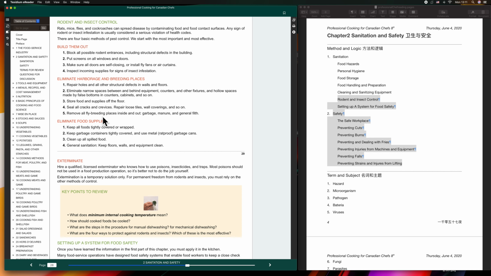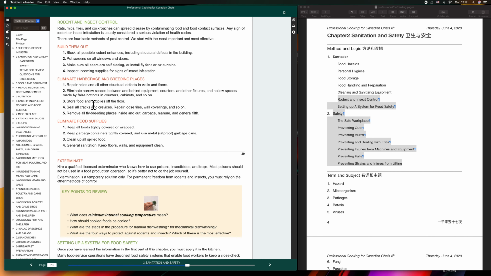Number 4, seal all cracks and crevices, repair loose tiles, wall coverings, and so on. Number 5, remove all fly breeding places inside and out, garbage, manure, and general filth. 这个地方有一个原则，就是在你储存食物的时候，不要直接放在地板上。如果你有一个东西实在没地儿放了，必须要放在地上，一定要在这个食物和地之间放一个隔离的东西。这个我觉得其实有点不 make sense，不是特别有道理。在酒店里的话，会放一个比较平的 tray 在那边。但是你想想，那些小虫子、小蚂蚁，难道爬不过去那些 tray 吗？下一个 eliminate food supplies.